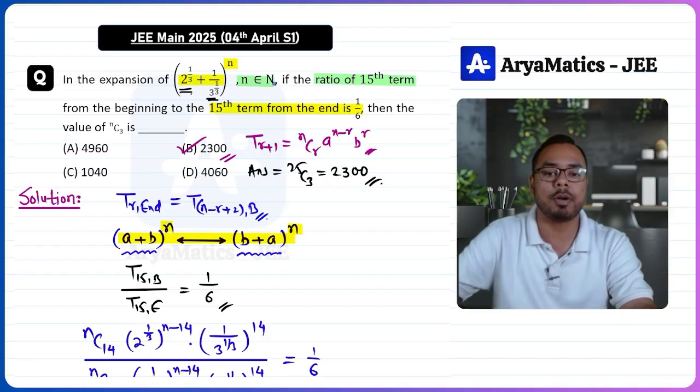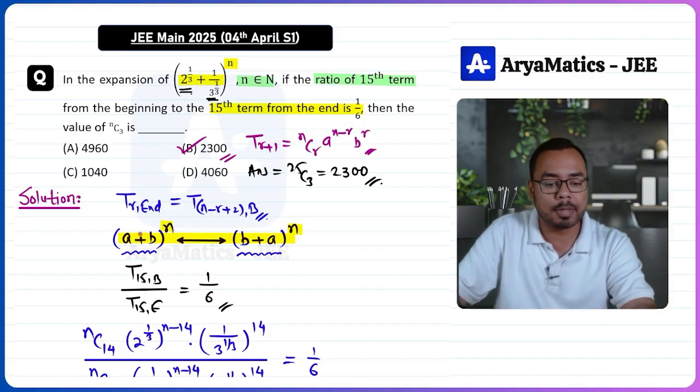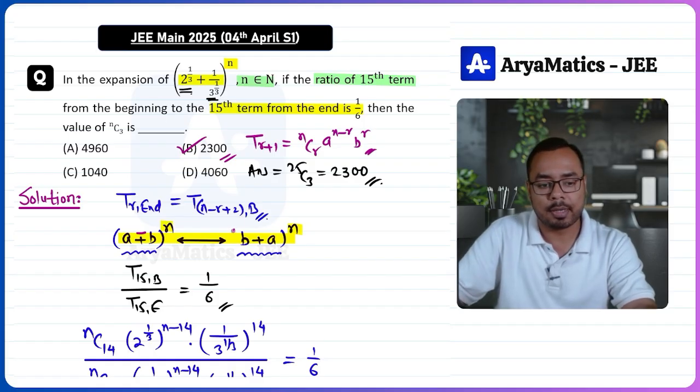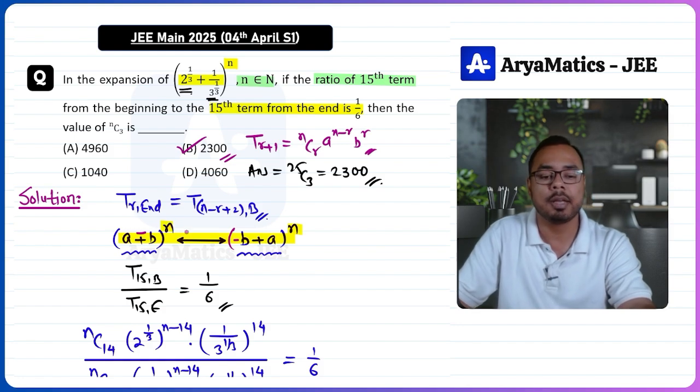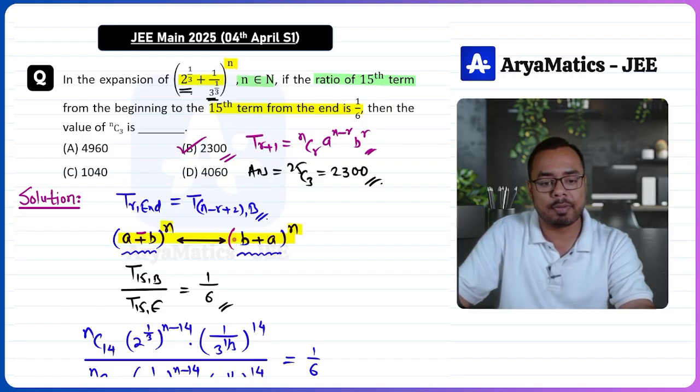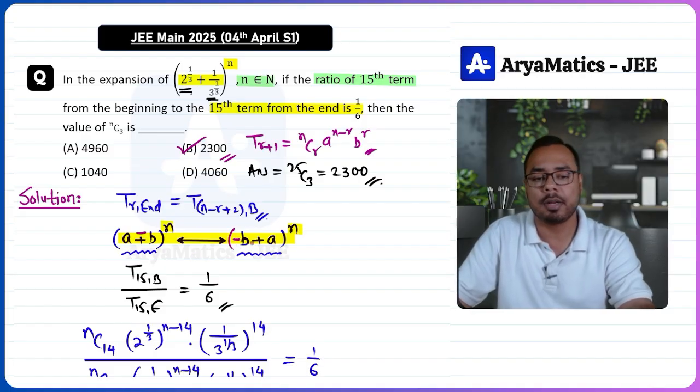Also, there is another important point here: while interchanging these two, you have to take care of the sign also. That means if I have (a - b) instead of (a + b), then you cannot write this as (b - a). Then you will write (-b + a). You have to change the sign. So if I have (a - b)^n, and you need a particular term from the end, you will write (-b + a)^n and then find that particular term from the beginning. This you have to keep in mind.